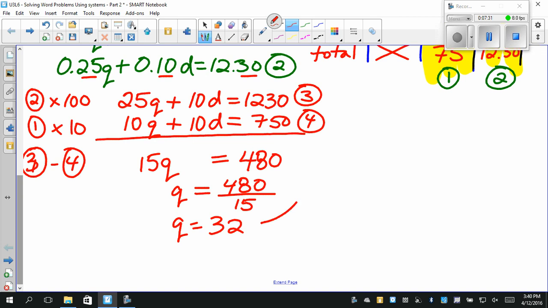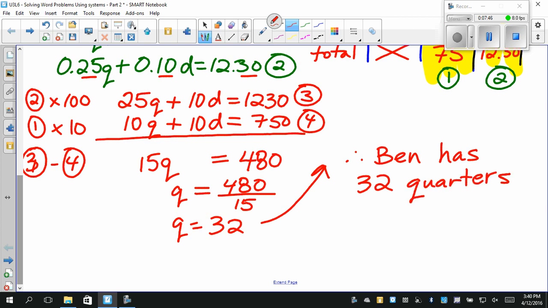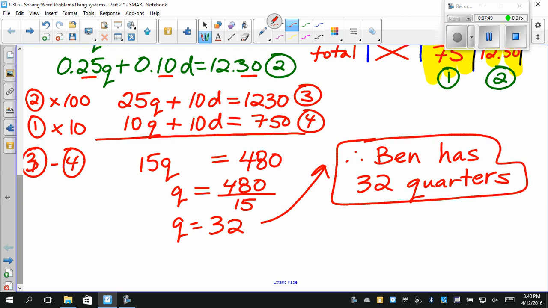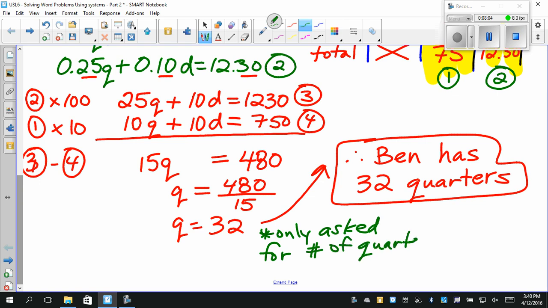therefore, Ben has 32 quarters. We'll just make a note here. We are only asked for number of quarters. Okay. So that's one question there.